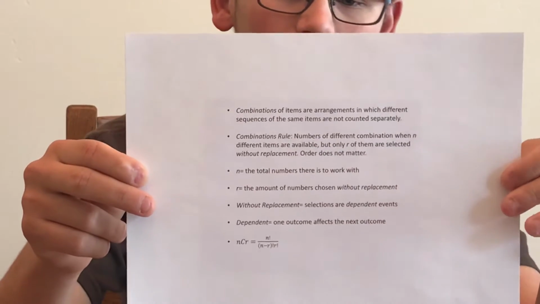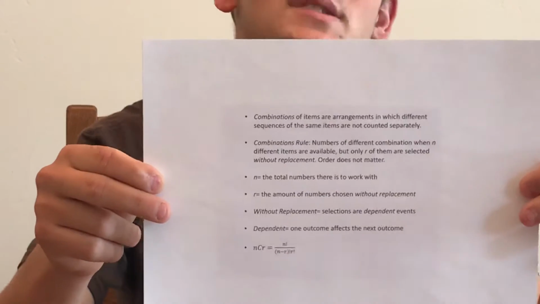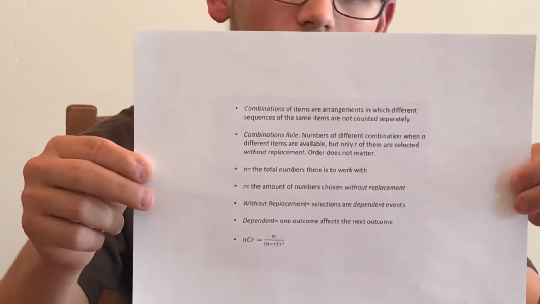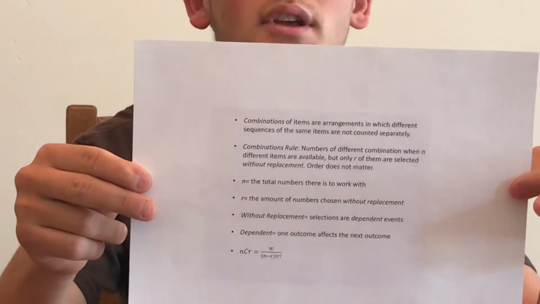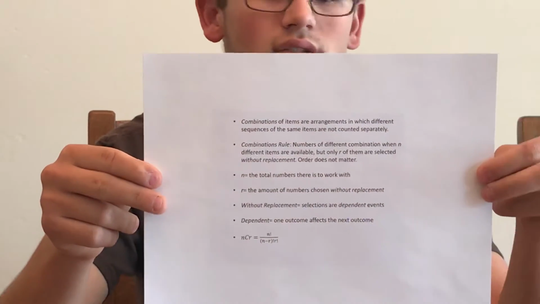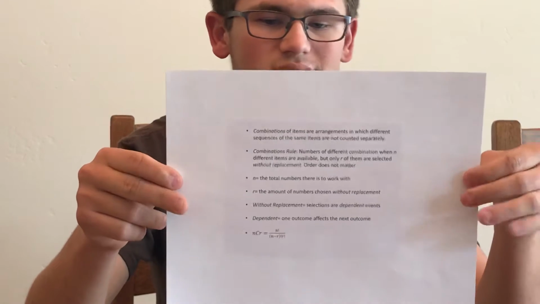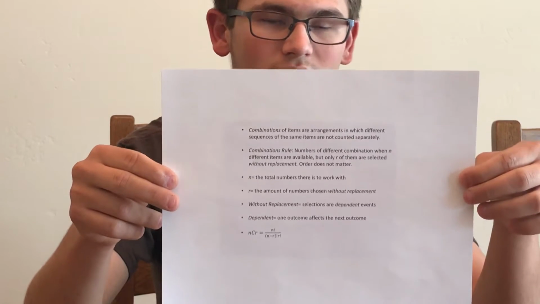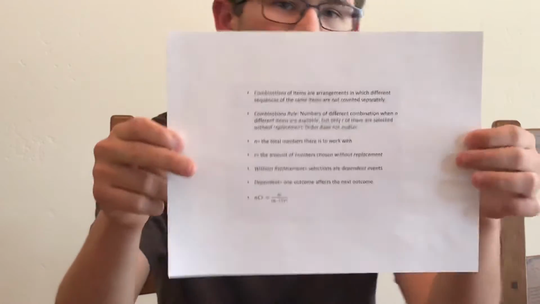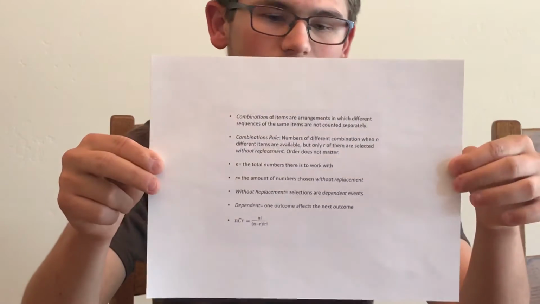N is equal to the total number there is to work with, like 70 or 25. R is the amount of numbers chosen without replacement. That'd be like stating that you want 70 of something, but you're only allowed to choose 6. Without replacement means that selections are dependent events, and dependent events affect the outcomes of the next outcome. And there, in it, is the combination rule.